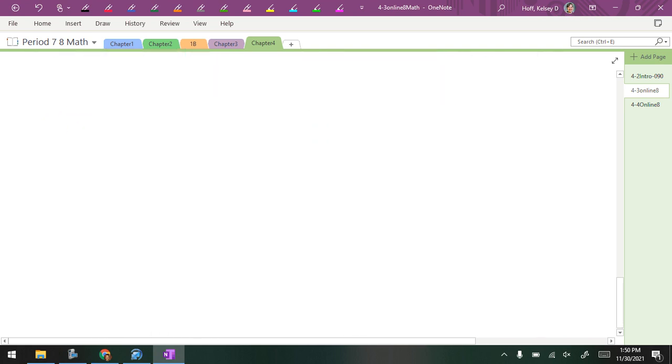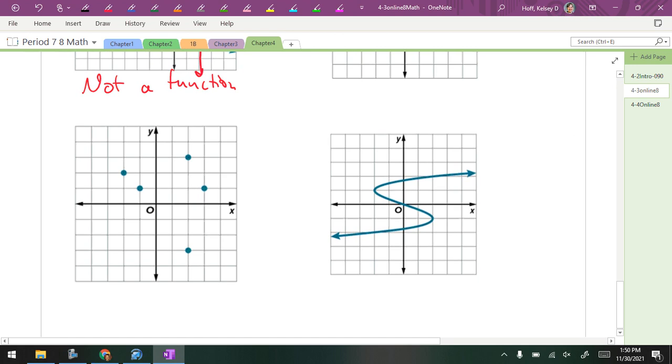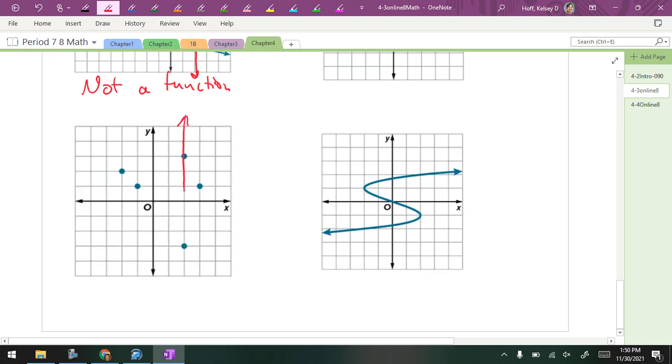If I go to the bottom left, who can tell me yes or no? Take that out of there. Who can tell me yes or no? Calix? Why? If I drew a vertical line, like followed that grid line, I touch 2 points, right? By definition, if it touches 2 points, not a function.